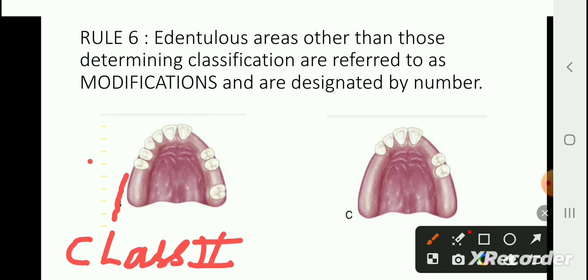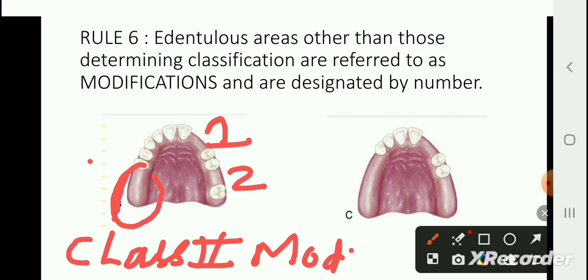Now modification. What is modification? This is the edentulous area other than those determining the classification. So this determines the classification. Other than that edentulous area, how many edentulous areas are there? 1 and this is 2. So this is class 2 modification 2. So we describe it. Now come here.